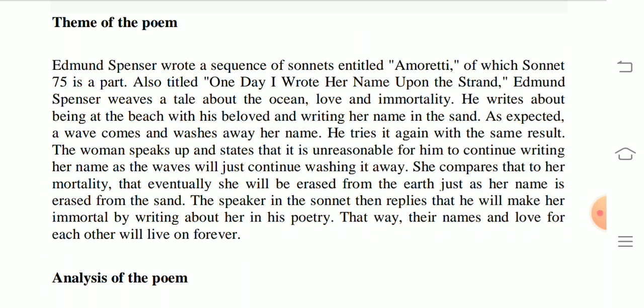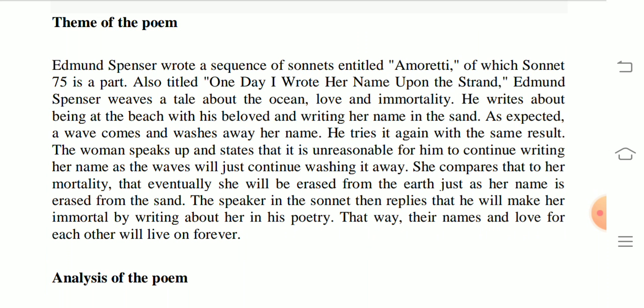Edmund Spenser weaves a tale about the ocean, love and immortality. He writes about being at the beach with his beloved and writing her name in the sand. As expected, a wave comes and washes away her name. He tries it again with the same result. The woman speaks up and states that it is unreasonable for him to continue writing her name, as the wave will just continue washing it away.